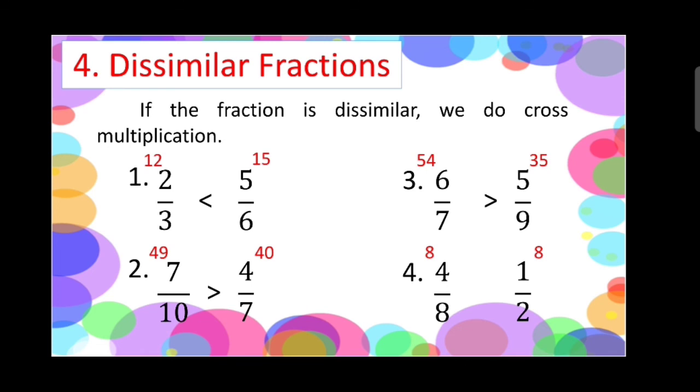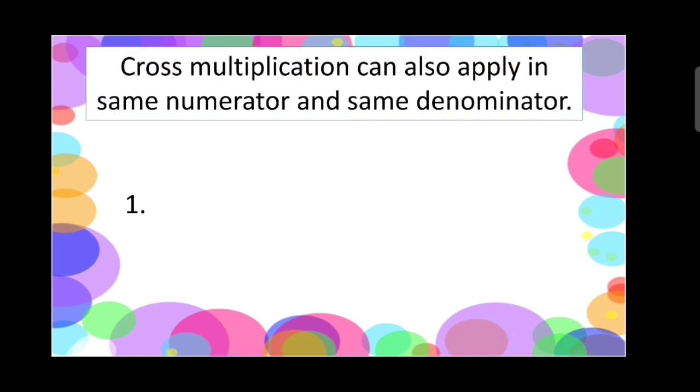Ibig sabihin, same lang pala yung value ni 4 over 8 rather than 1 half. So, meaning to say, 4 over 8 is equal to 1 half. Okay? So, ganun lang po kadali. Kapag nakakita kayo ng dissimilar fraction, gagawin nyo lang po ay cross multiplication. Okay. Ayan. Ito naman, cross multiplication can also apply in same numerator and same denominator.